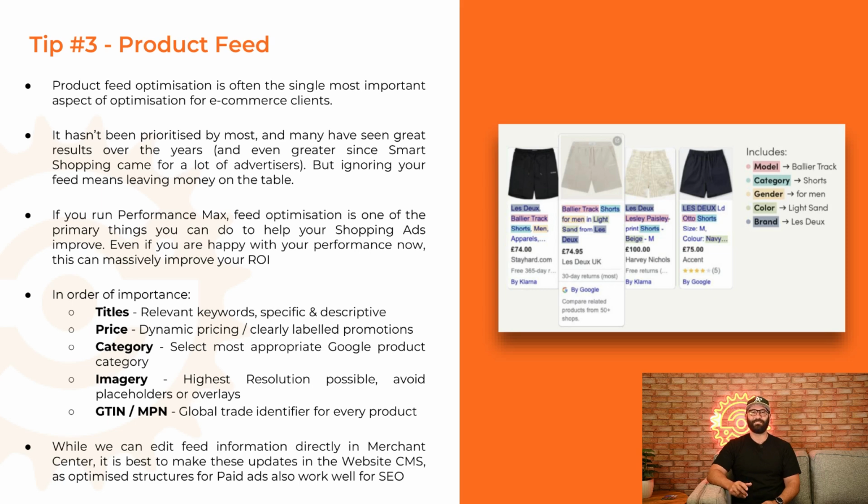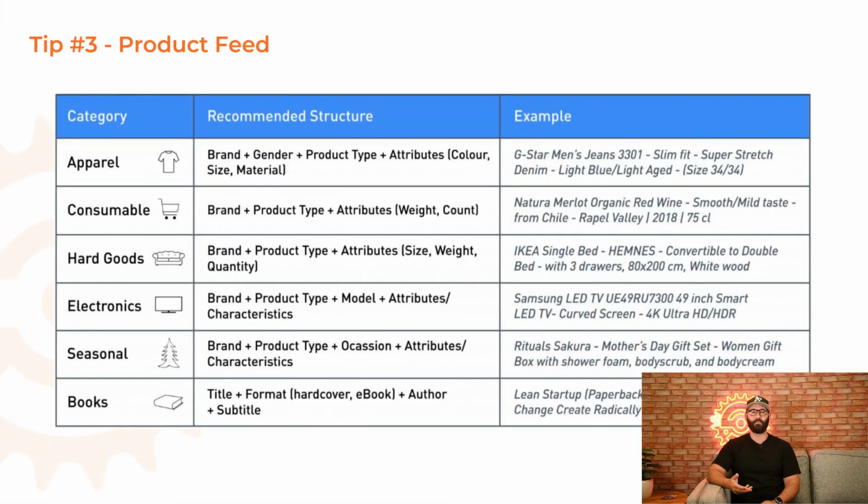Once again, relevance is key here, and product titles, categories, and imagery should clearly define the products that are being advertised. Focus on key defining attributes of each product. For example, brand, followed by model, product category, gender, color, and size. Here are some examples of recommended attribute structures for common product categories, as well as examples of how these would look for some recognizable products.